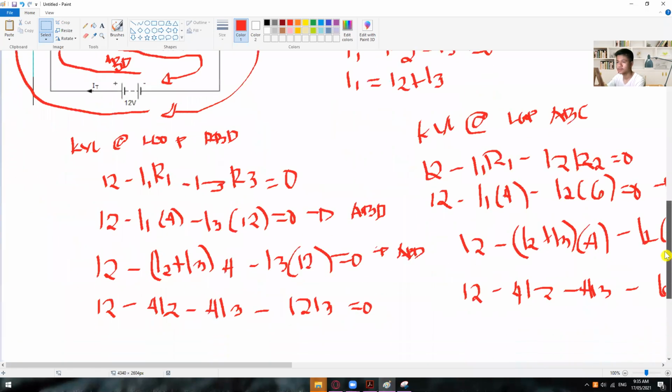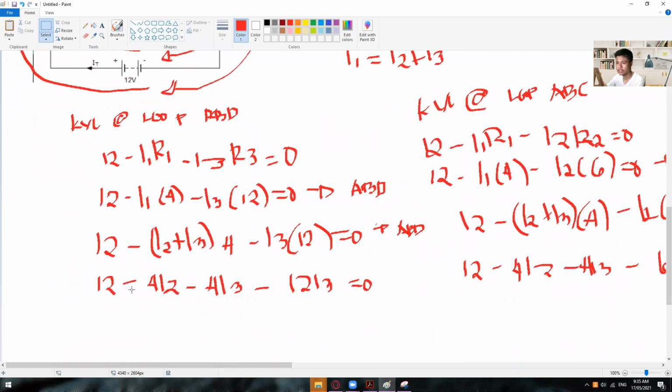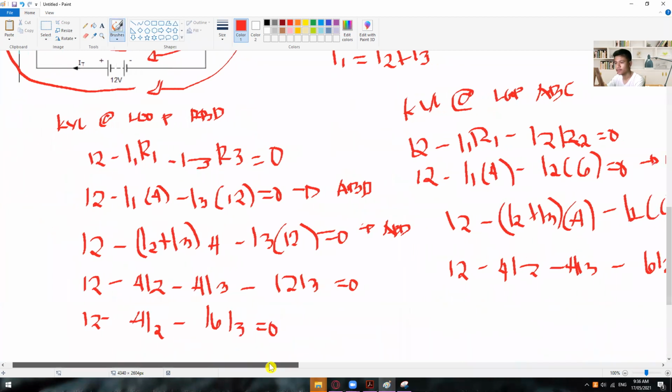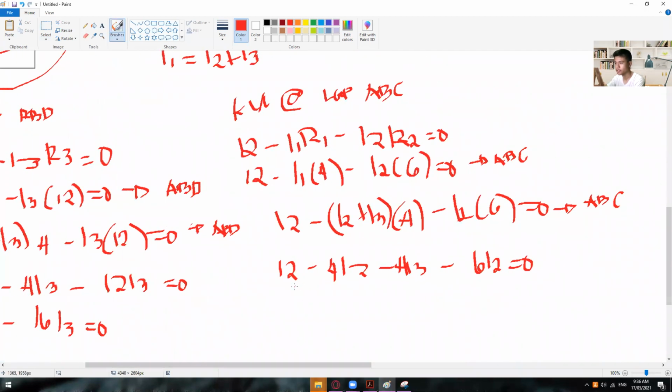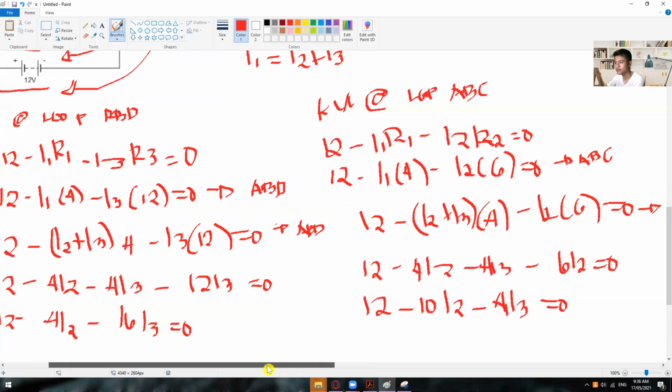Alright. So from here, we can add this 4 I sub 3 in here. So it will give us 12 minus 4 I sub 2 minus 16. So 4 plus 12 is 16. 16 I sub 3 is equal to 0. And on the other equation, so 12 minus 4, so we have 2 I sub 2, and then negative 6. So this one will become negative 10 I sub 2 minus 4 I sub 3 is equal to 0.